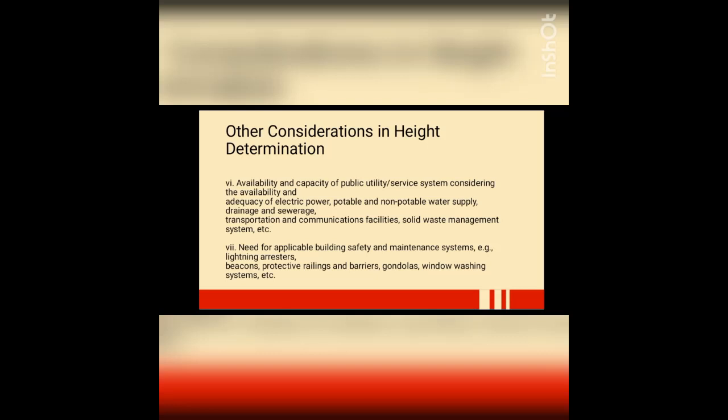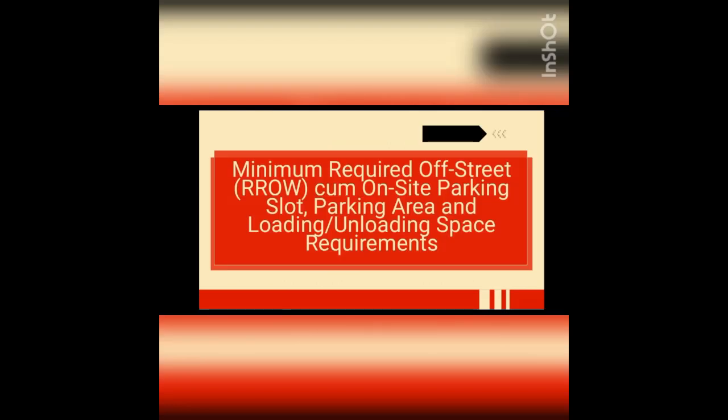Number 6, availability and capacity of public utility service system, considering availability and adequacy of electric power, potable and non-potable water supply, drainage and sewerage, transportation and communication facilities, solid waste management system, etc. Number 7, need for applicable building safety and maintenance systems: lightning arresters, beacons, protective railings and barriers, gondolas, window washing.